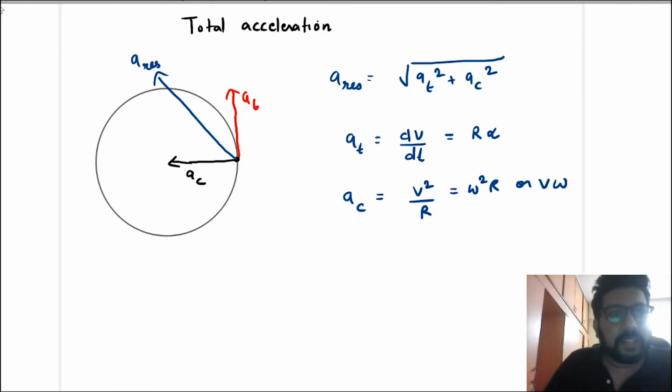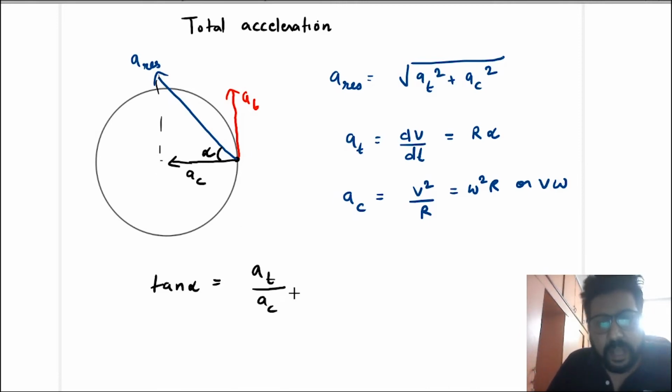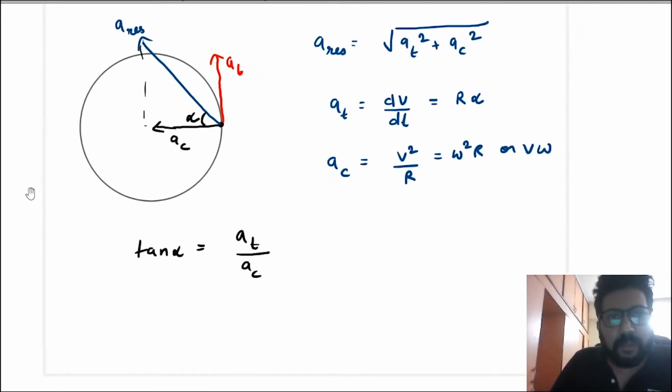Now if this resultant makes an angle alpha with the centripetal acceleration or the radial acceleration, then you will also write tan alpha is equal to AT upon AC, or AT upon AR. Okay, so this is tan alpha. So this is the total acceleration. This is the component of acceleration towards the center, that is the radial acceleration, and this is the component of acceleration along the tangent, that is the tangential acceleration. Okay, now you have to remember one thing here.